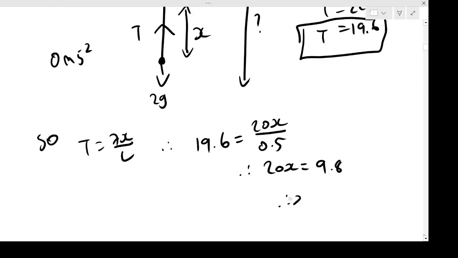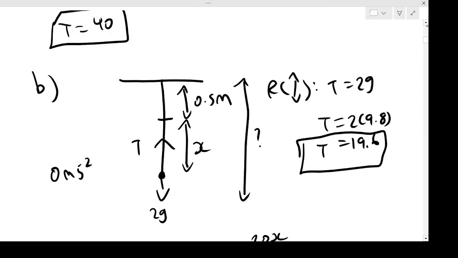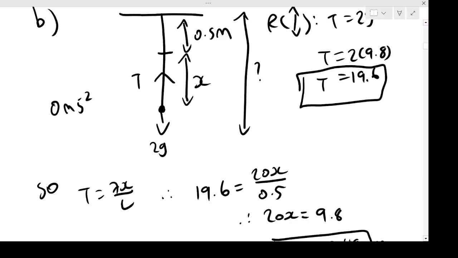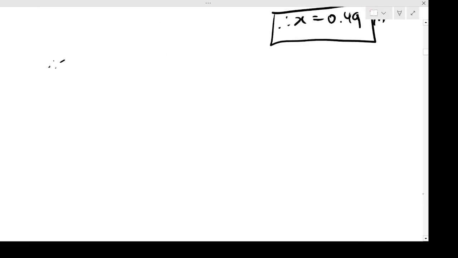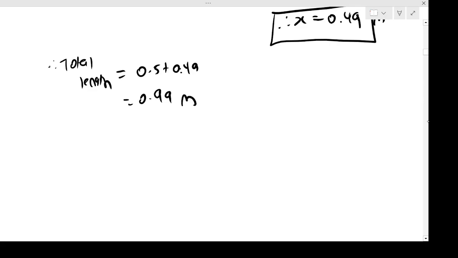So that means X is going to be 0.449. Okay. And there we are. Okay, so that's my extension. So X is 0.49 here. So that means my total length in this case is going to be 0.5, add on the extension 0.49 to get me 0.99. Okay, and there we are. That's my total length there.